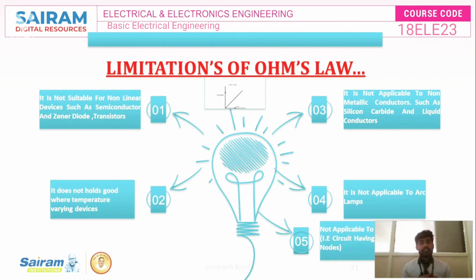And next, it is not applicable to liquid conductors such as silicon carbide and gallium arsenide. And also it is not applicable to arc lamps. If you switch on an arc lamp, it will glow after 2 or 3 minutes, because the temperature reaches some limit, then only it will be glowing. And also it is not applicable to circuits having more number of nodes and branches, because complicated circuits are very difficult to solve.